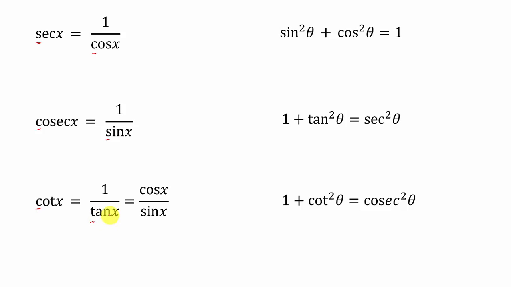And since tangent is sine over cosine, if that was on the bottom of a fraction, we would multiply by the reciprocal, and that's how we get cosine over sine. Okay, now these on the left you have to memorize. You are not going to be given those. But the ones you see on the right, you're going to be given those. Those are on your reference sheet.